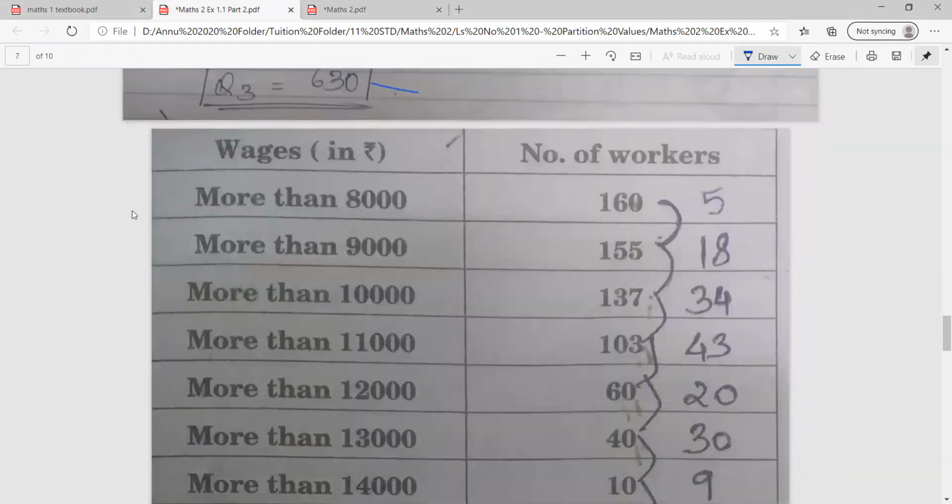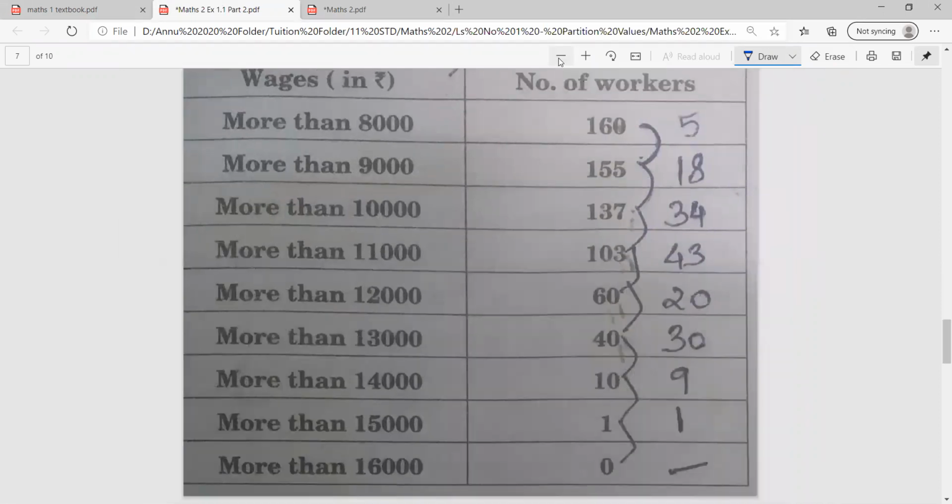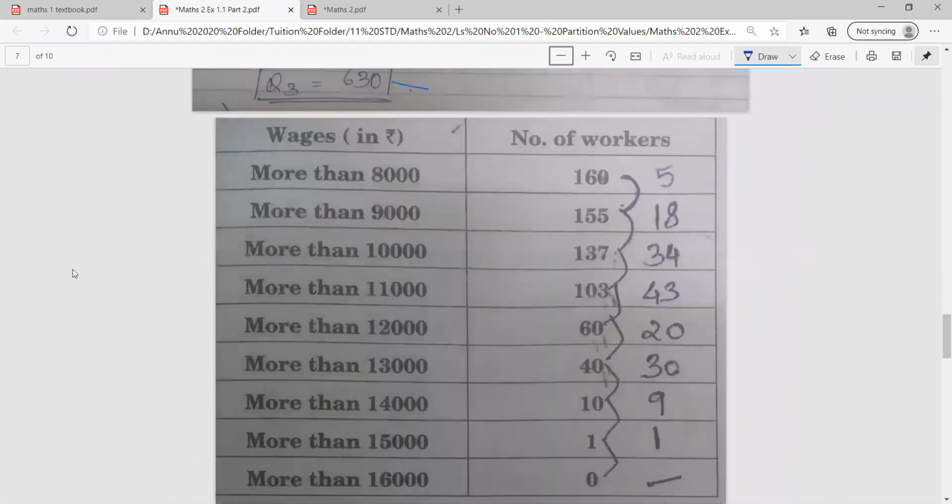So as you can see, values are a little bit different in this. So just for your reference, I need to explain to you all. So as you can see, more than is given over here like this. So the very first thing is you have to subtract as I explained. So for the last value you will get a dash, nothing will be left. So 160 minus 155 will give you a 5. 155 minus 137 will give you 18 and so on. We will keep subtracting.